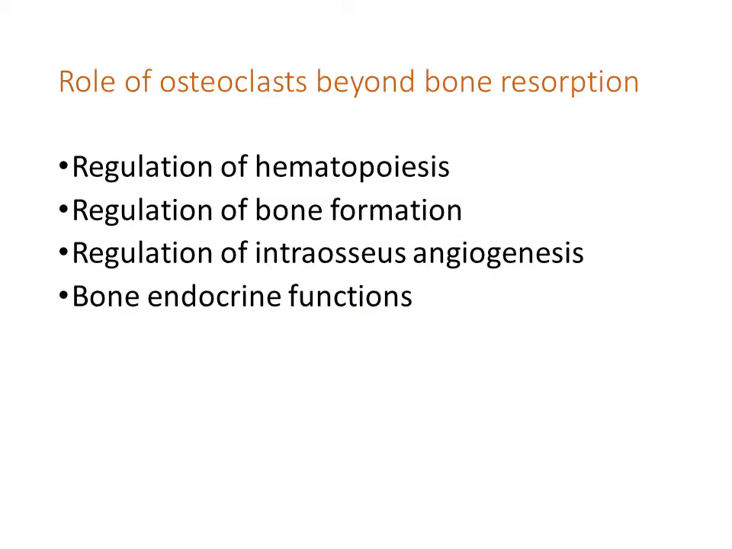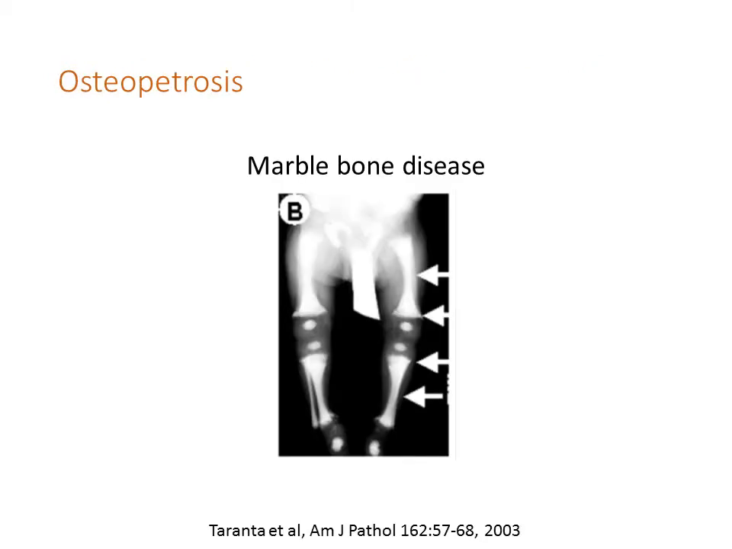In fact, there are data demonstrating that osteoclasts are involved in the regulation of hematopoiesis, bone formation, intraosseous angiogenesis, and the bone endocrine functions. These other functions of osteoclasts have been demonstrated especially through the investigation of an osteoclast disease that is called osteopetrosis. Osteopetrosis is also called marble bone disease because the bones are very dense. There is the obliteration of the internal cavity with hematopoietic and neural failures, and this bone is very fragile and is prone to fractures.